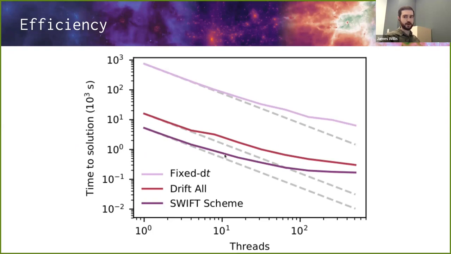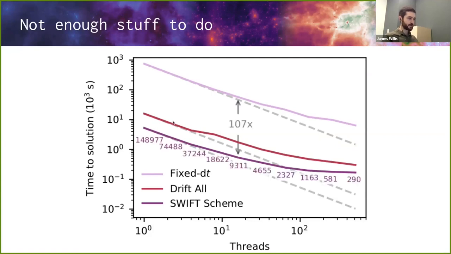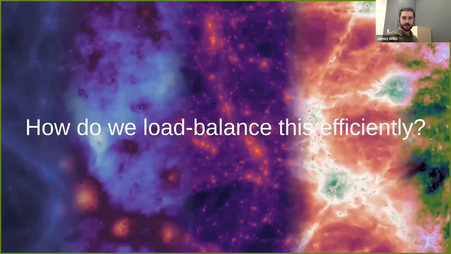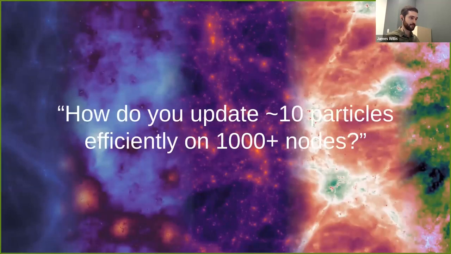But again, as I said, we're adding more logic to the calculation versus reducing the computational intensity. The parallel efficiency goes way down as we move more and more away from this ideal case. So with this scheme, compared to the fixed dt, we are 107 times faster. But as I said, there's not enough work to do on the processor because of this more complicated algorithm as we add more logic to it. That is the challenge going forward: how do we load balance this effectively across multiple nodes, as only a few particles are active at any given time? Say we have a trillion particles, but only 10 particles are active. How do you effectively load balance this on 1,000 nodes?